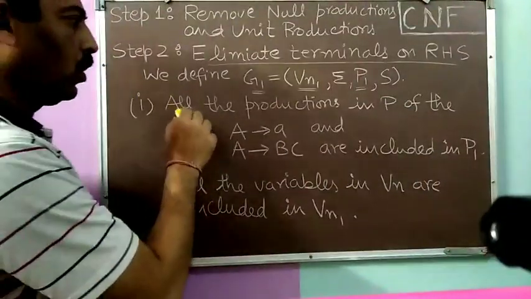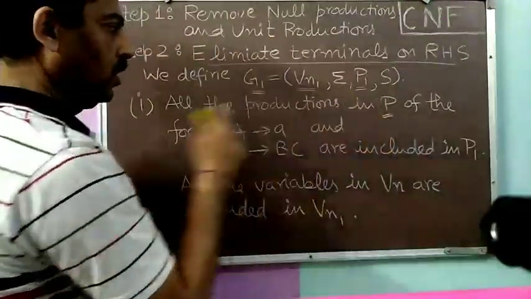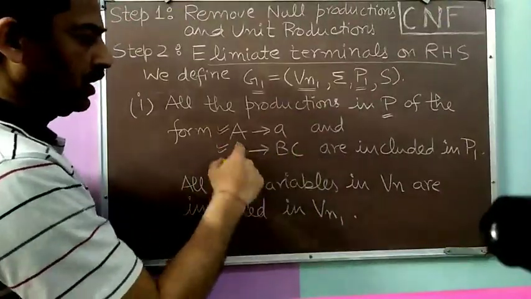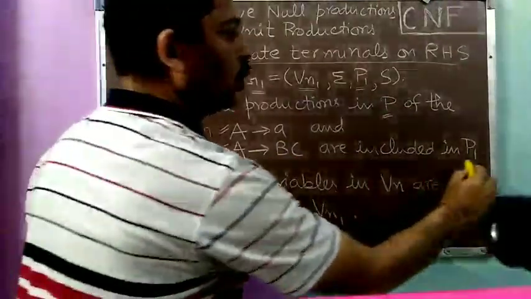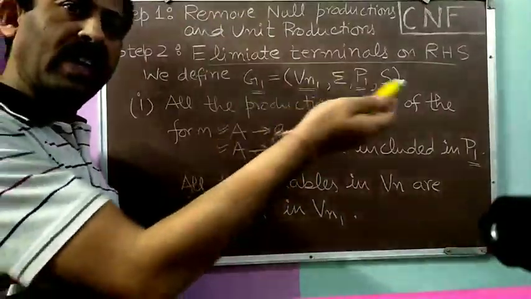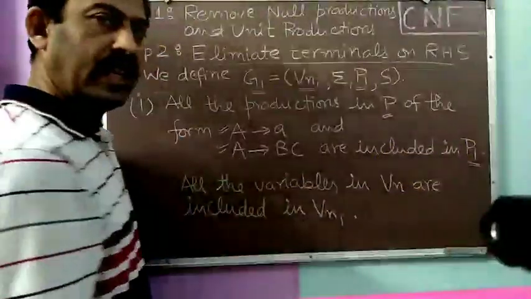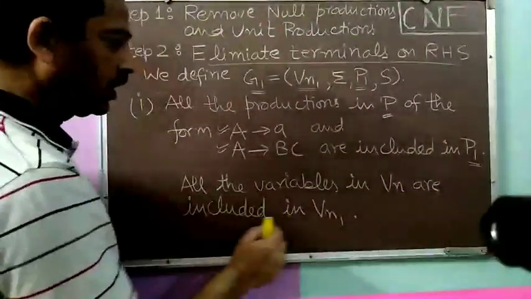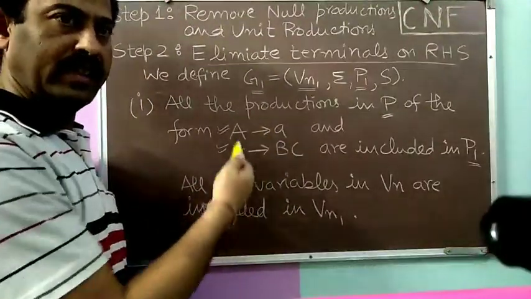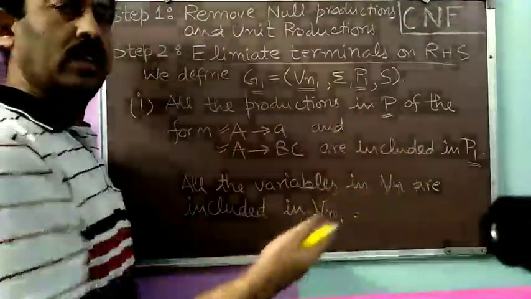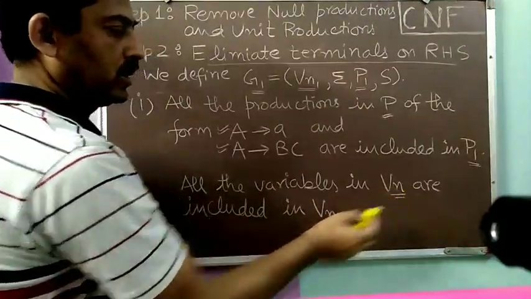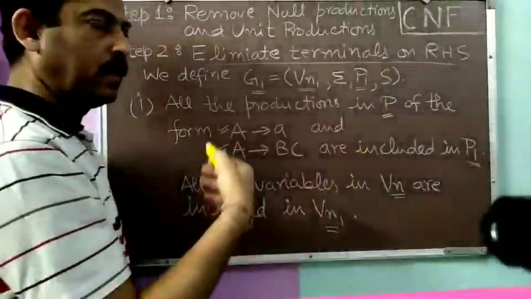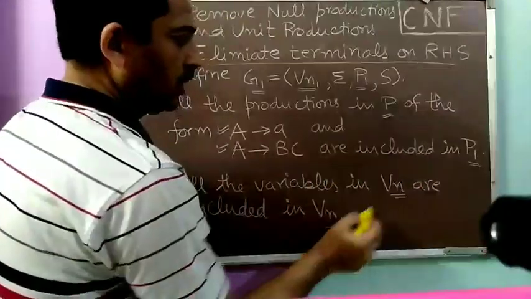The first step is: all the productions in P, the original production set, of the form A to small a, meaning variable to a terminal, or of the form A to BC, meaning variable to a set of two variables, are included in P1. All the productions which are already in the required format in P will be included in this new production set P1. So we initialize P1 like this. Then all the variables in Vn, the original set of variables, are included in Vn1. We have to include these because in our informal example we saw that no variable was removed; rather, we included some more variables. So all the variables present in the original set will also be present in the new set. In this manner, we have initialized both Vn1 and P1. Now we'll add certain more variables and productions to the sets Vn1 and P1.